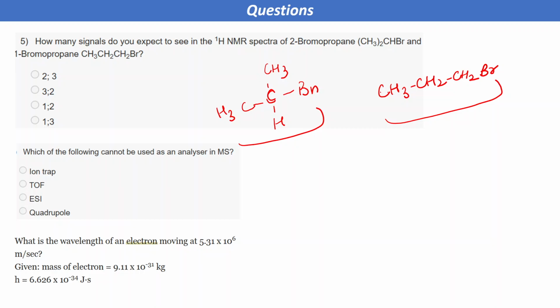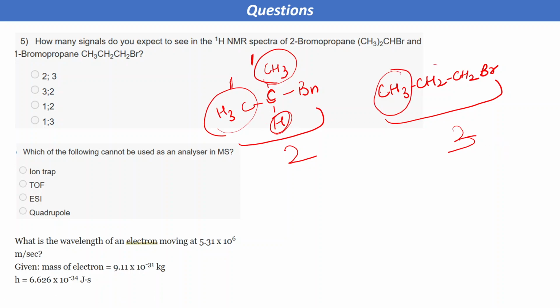2 and 3. The first one is 2, and the last one is 3. Why? Because the chemical environment of these two methyl groups is the same. So one signal for this and a second signal for this one. Similarly, one signal for this, a second signal for this, and a third signal for this.